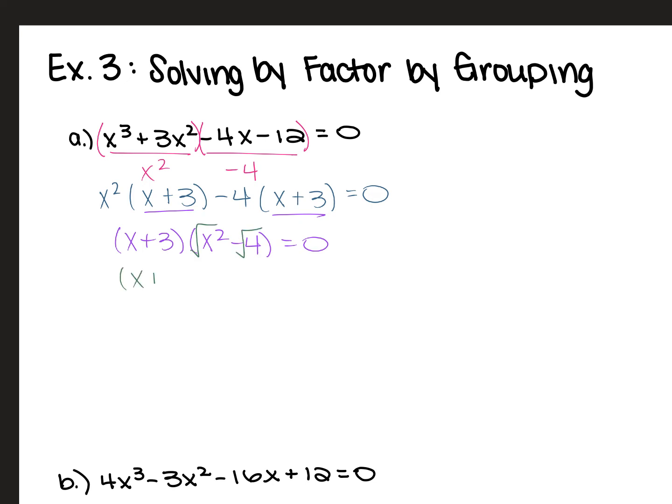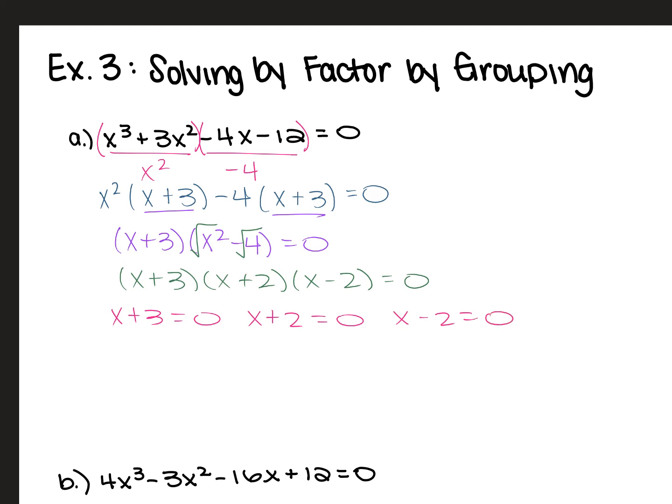So it's going to give me x plus 3 times x plus 2 times x minus 2 is equal to 0. Now that I'm completely factored, I'm going to set each part equal to 0 and solve. So that's going to give us x plus 3 is equal to 0, x plus 2 is equal to 0, and x minus 2 is equal to 0. From here, I'm just going to get x by itself for all 3 of these equations and solve.